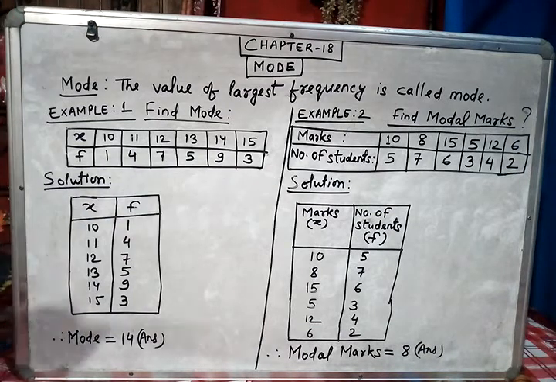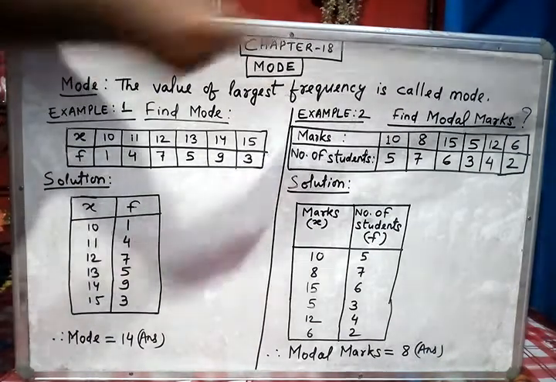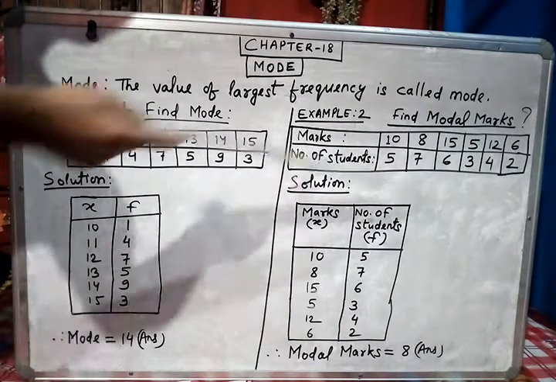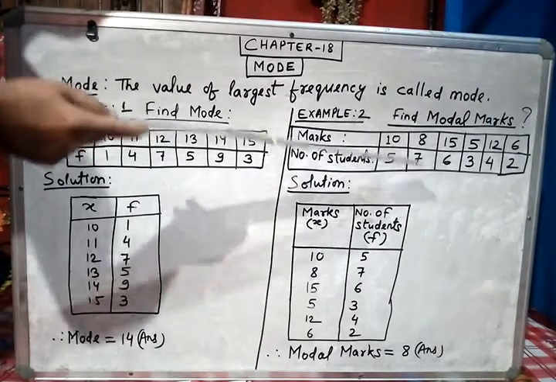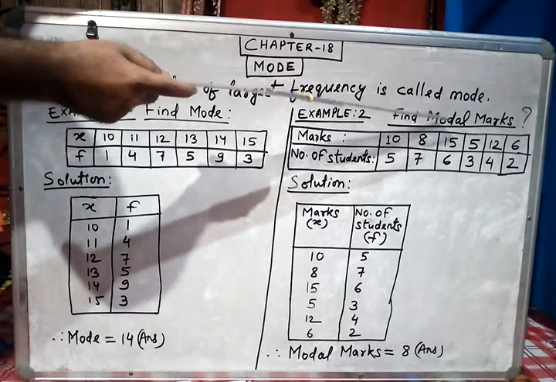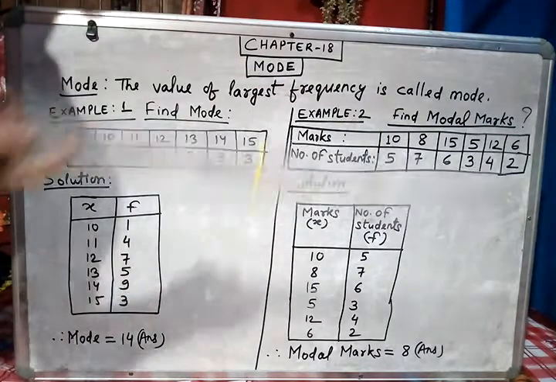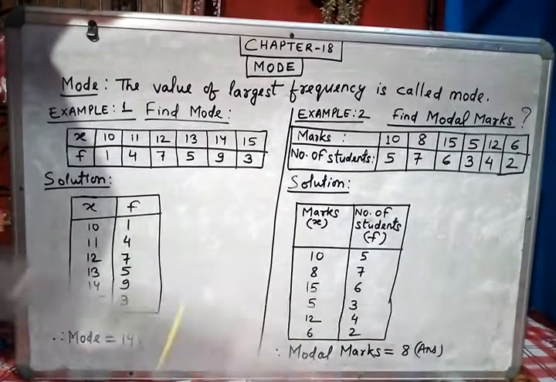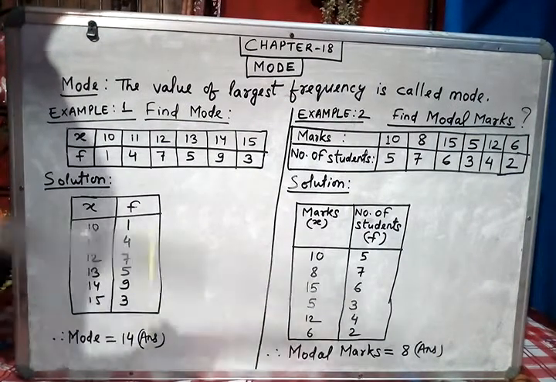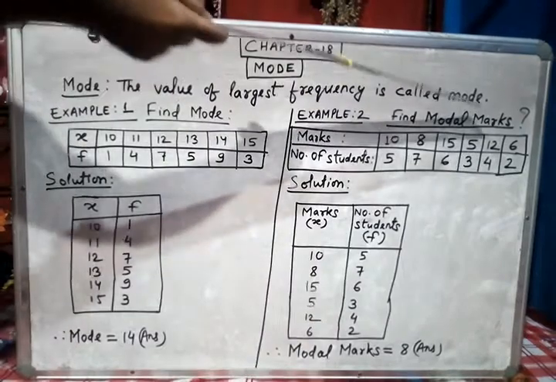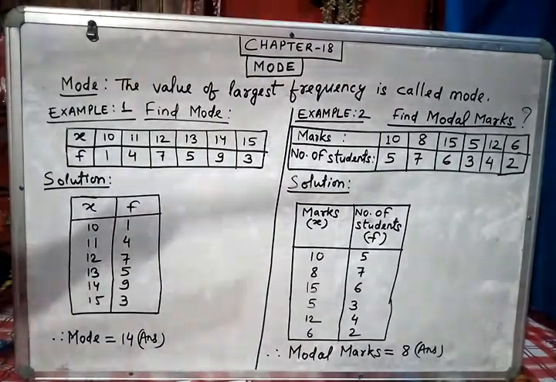Example 2: find modal marks. Actually it was only mode, but here the observation is in the form of marks. So that's why I did not write mode, but I wrote modal marks. But the meaning is the same. They are asking us to find the mode of the given marks. So in a technical way we write modal marks, but it is mode only.